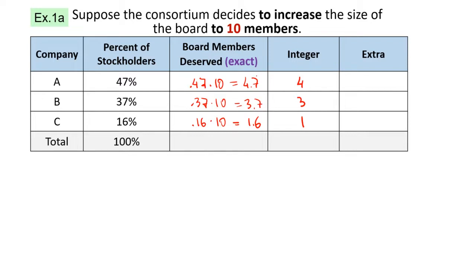Then we look at the fractional parts. Oh, we have 2 equal, 7 and 7, but happily we have 2 extras to assign. So the sum this time is 8. So we have 2 extras to assign, and we give them to A and B, both having the fractional part 7. So the final apportionment is 5, 4, and 1.